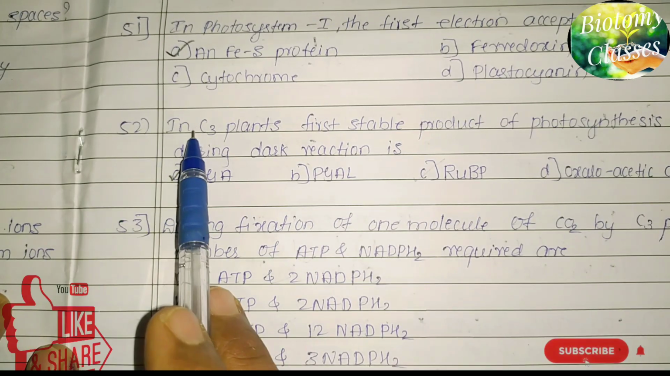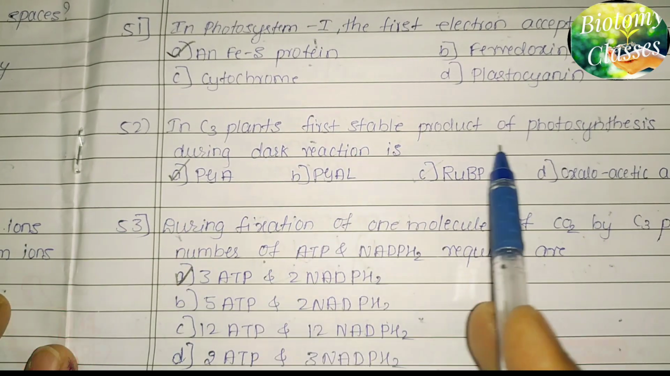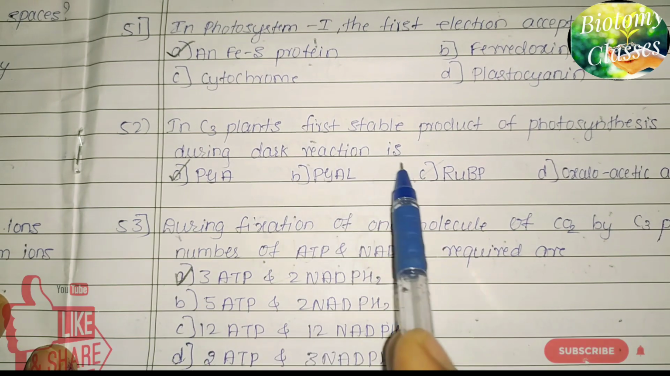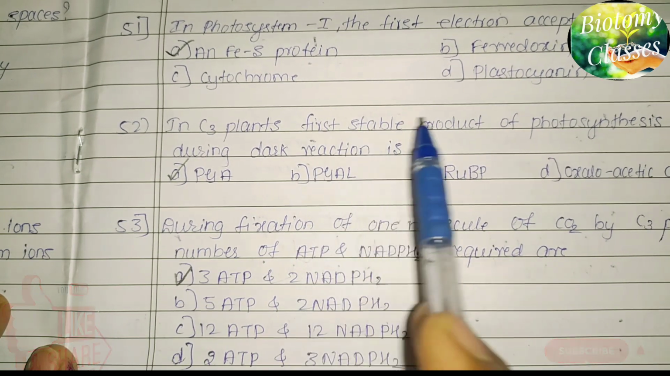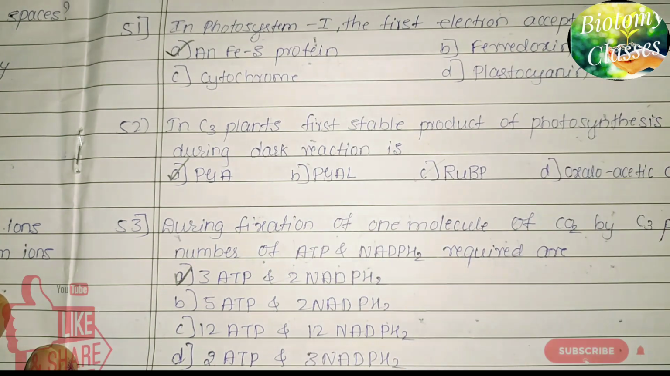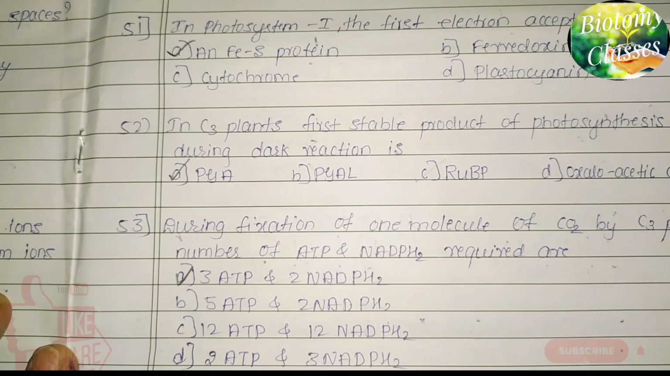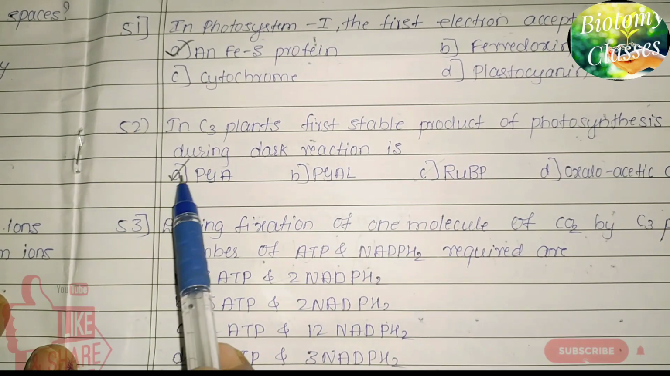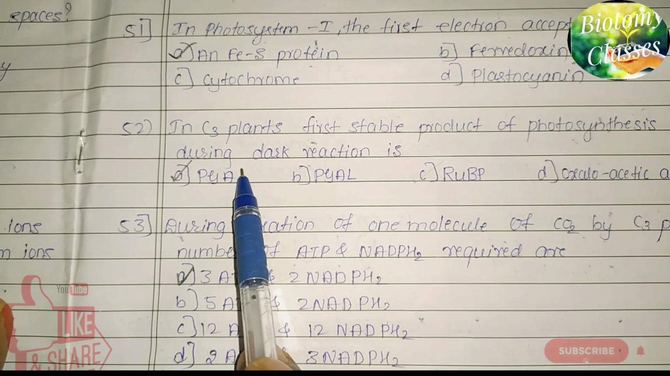52nd question. In C3 plants, the first stable product of photosynthesis during dark reaction is phosphoglyceric acid. So A is the right answer.